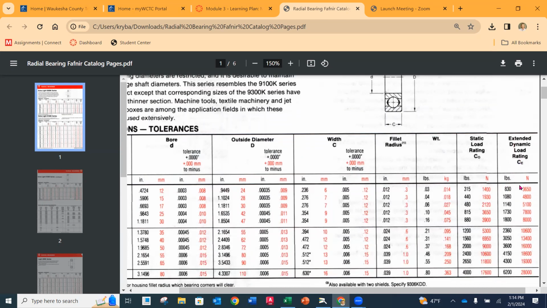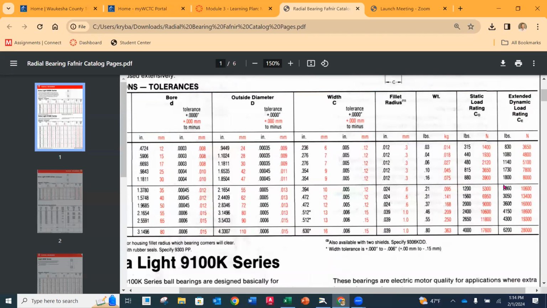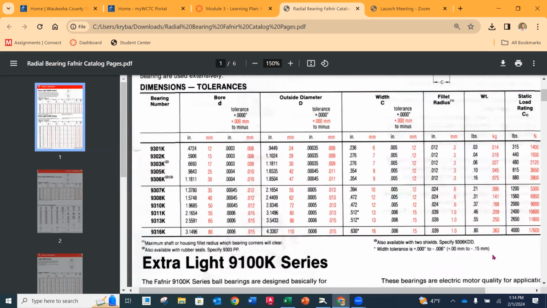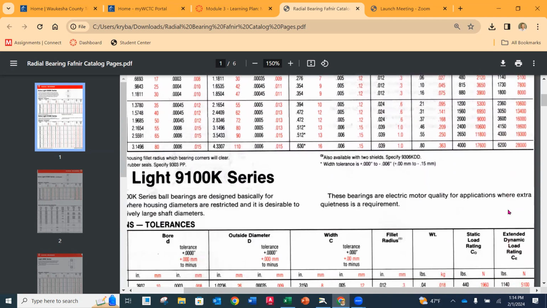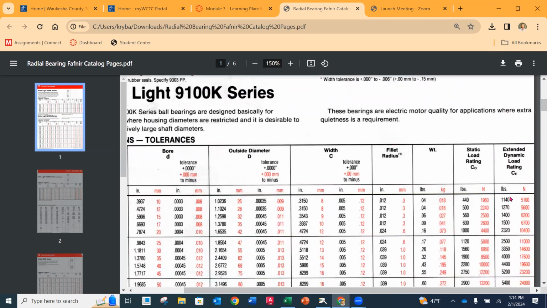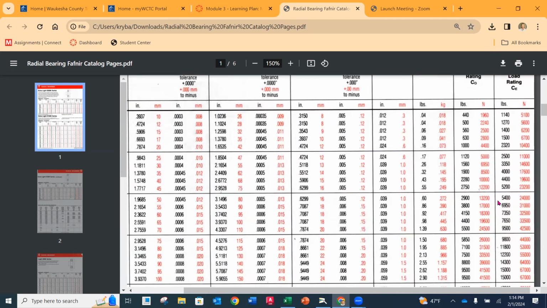So if we look over here on the right-hand side, and we look down the extended load rating, our load rating needs to be 6,667. So in the first kind of section here, you're going to notice that unfortunately we only go to 6,200. That's not big enough yet. So we're going to go down and we're going to look at the next one. This is the light series, and this one does approach in there, right? So we've got 6,950 would be okay.